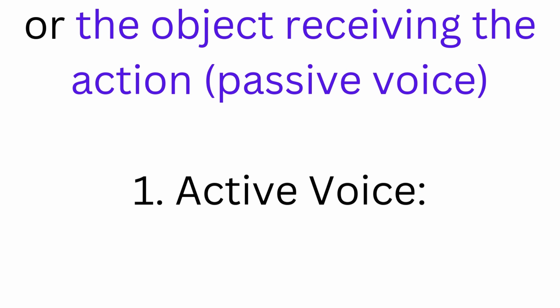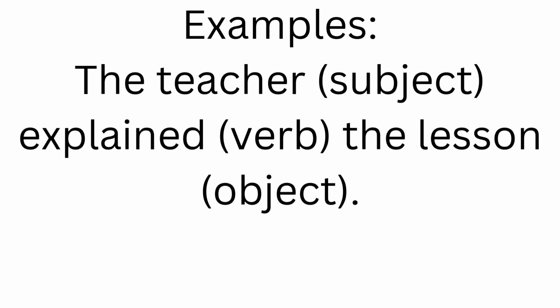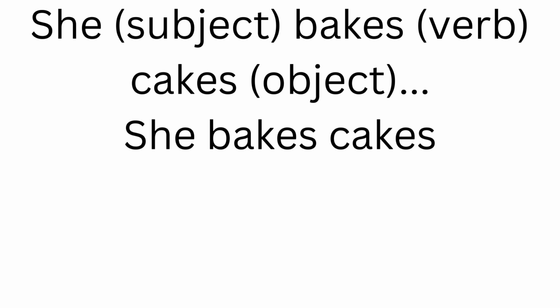1. Active voice. In active voice, the subject of the sentence performs the action, verb, on the object. Examples: 1. The teacher (subject) explained (verb) the lesson (object). 2. She (subject) bakes (verb) cakes (object). 3. The dog (subject) chased (verb) the ball (object).